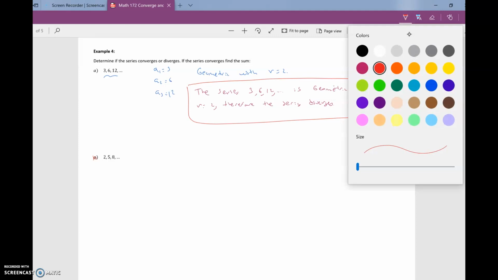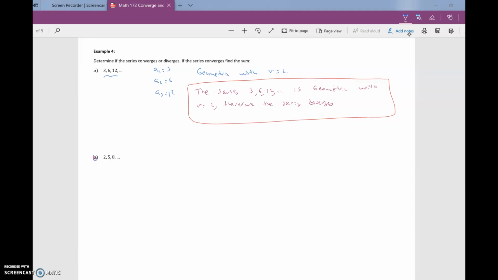So on problem B, let's take a look at this one and notice that in this case, a sub 1 is equal to 2, a sub 2 is equal to not 3 but 5, and a sub 3 is equal to 8. So in this case, it seems like we're only adding 3 to each of the terms. So this series happens to be arithmetic.